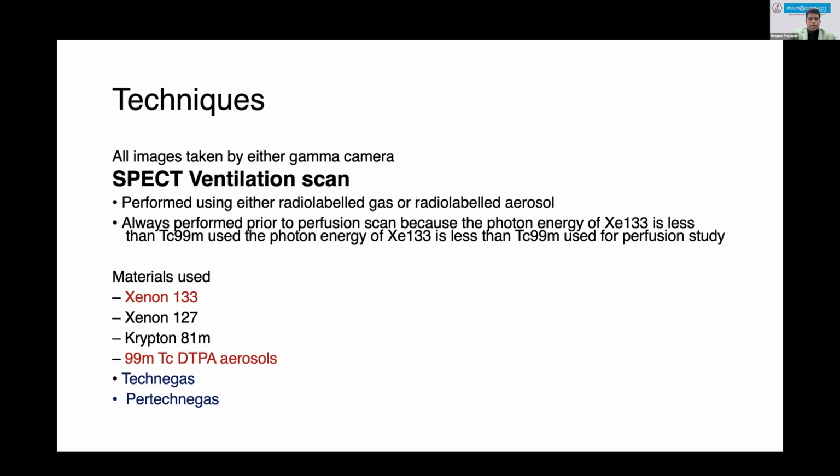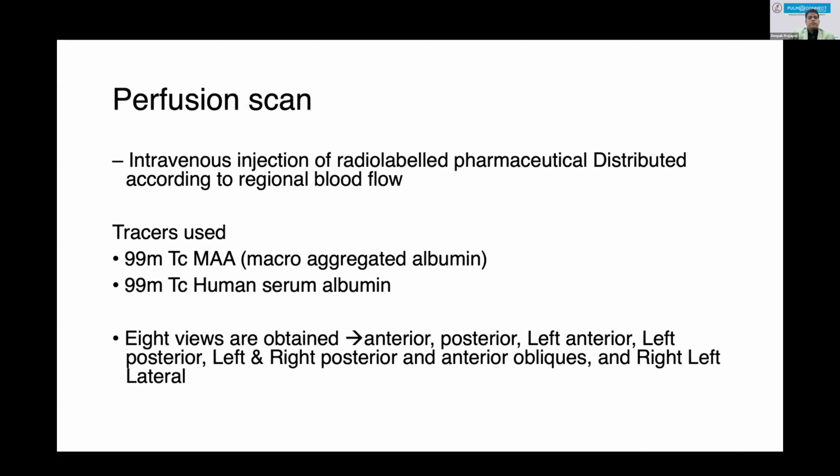Then there are certain latest materials, Technegas and the like, which have a very low retention power. So these are nowadays very much popular for research purposes. Then the second part is the perfusion scan. Always we do the ventilation study first, and after that we do the perfusion scan. The perfusion scan is done with the intravenous injection of a radio labeled pharmaceutical distributed according to regional blood flow. The particles which we are using for the perfusion scan are the 99m technetium macro aggregated albumin and the 99m technetium human serum albumin.